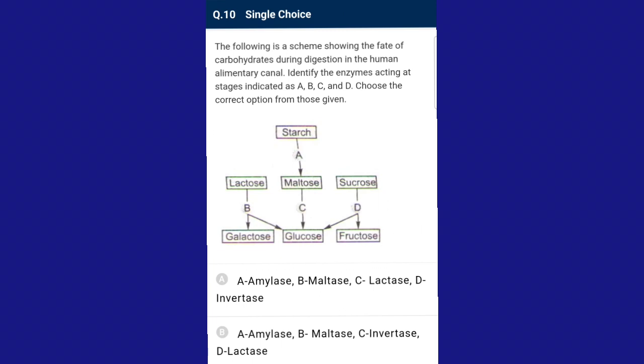Question number 10. The following is a scheme showing the fate of carbohydrates during digestion in the human alimentary canal. Identify the enzymes. This one is deleted from the syllabus.